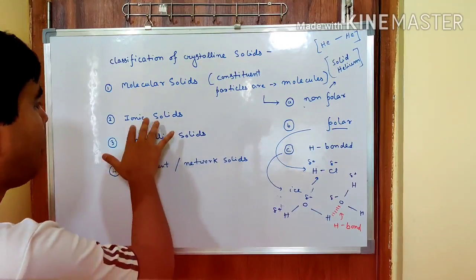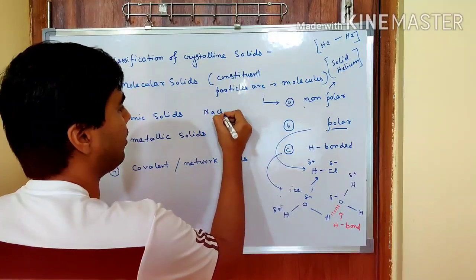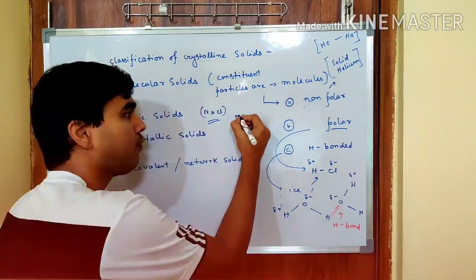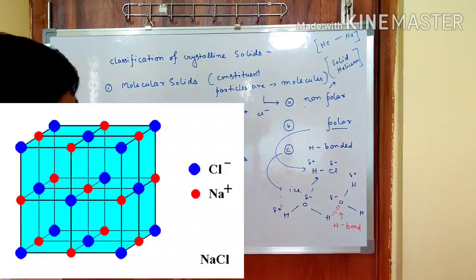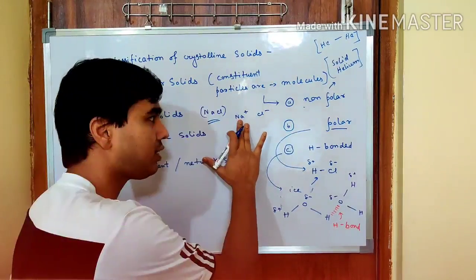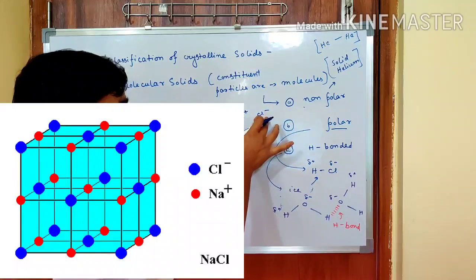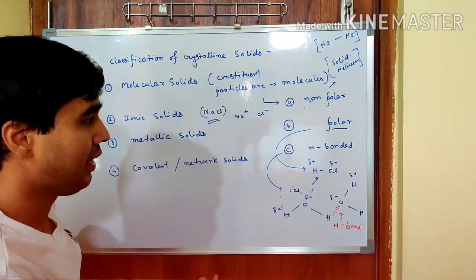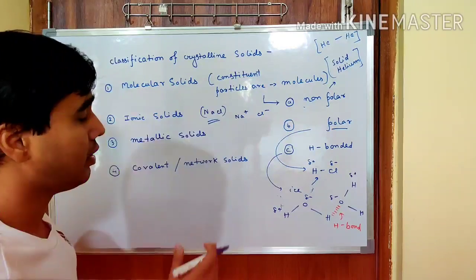The next one is ionic solids. Example is NaCl. Why? Because in NaCl there are two different kinds of constituents, Na plus and Cl minus. So in case of ionic solids, one positively charged and one negatively charged constituent particles are arranged in a systematic manner to form the solids. In the video itself, you can see how it is done in this photo.